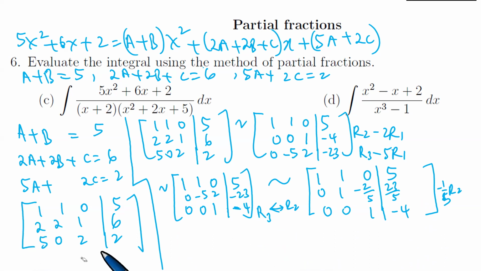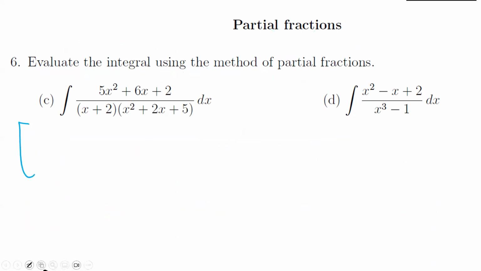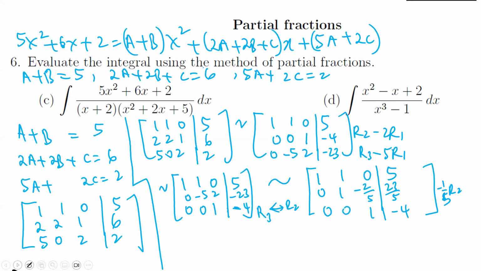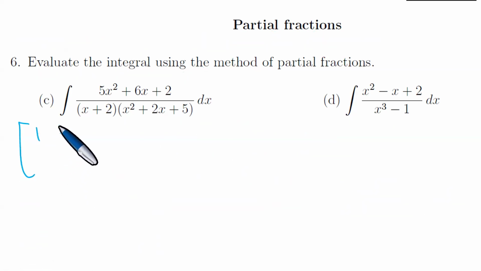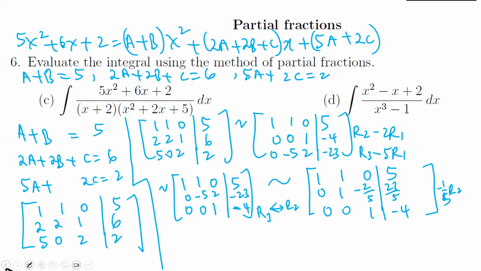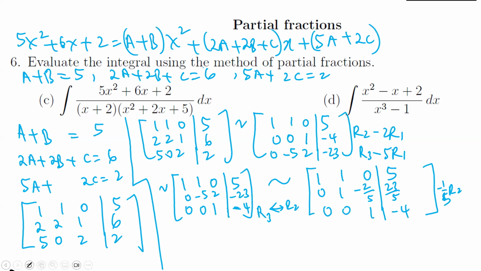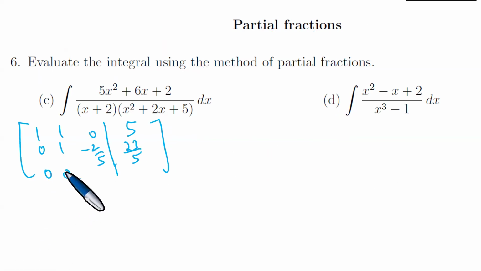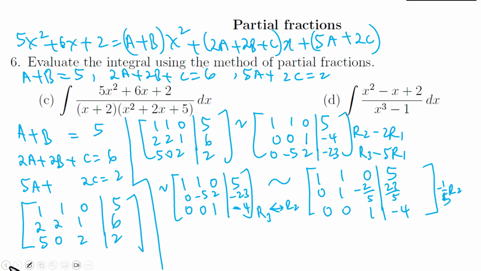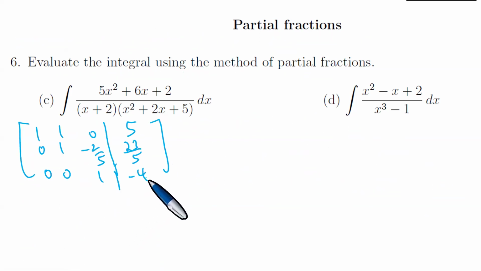Let's write this matrix on the next board. So we have, for example, 1, 1, 0, 5. 0, 1, minus 2 out of 5, 23 out of 5. 0, 0, 1. Okay.